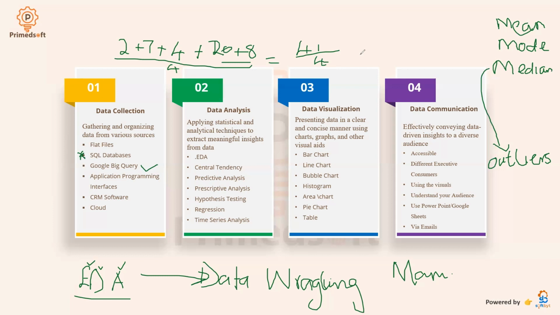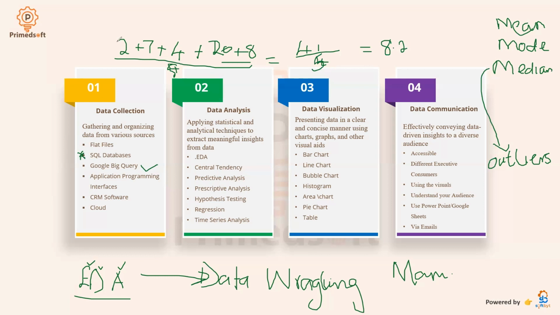Divided by 4, what would it give us? 10.25. You're supposed to divide it by 5. Yes, it's 5, sorry. Divided by 5, 8.2. All right, so now this is for the mean.